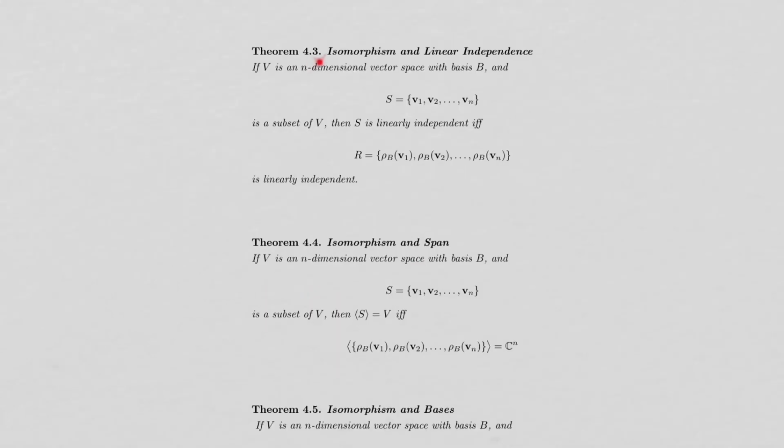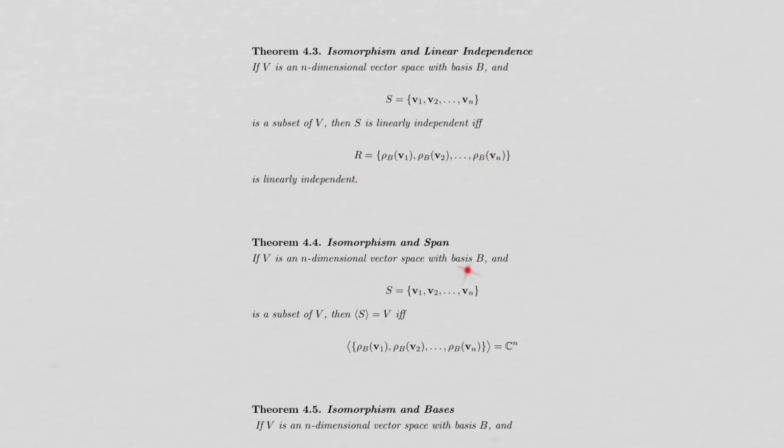The next 2 theorems, 4.3 and 4.4, lead up to 4.5. And in fact, theorem 4.5 is just a combination of these 2. Theorem 4.3 says if V is an n-dimensional vector space with a basis B and S is some set of vectors in V, then S is linearly independent if and only if the set of coordinate vectors R in Cn is linearly independent.